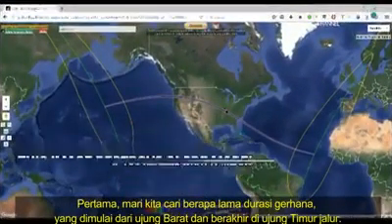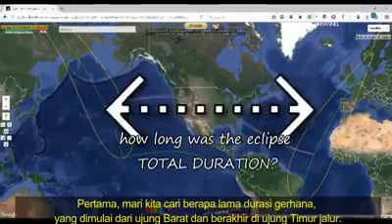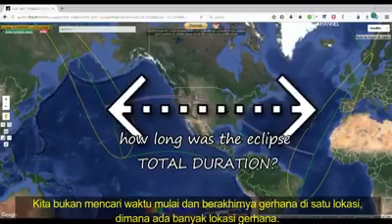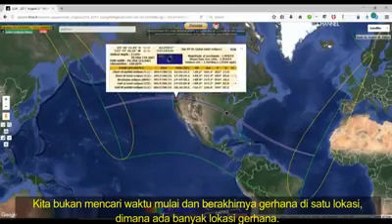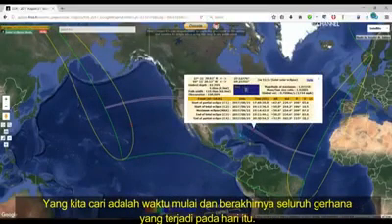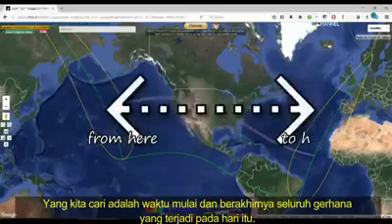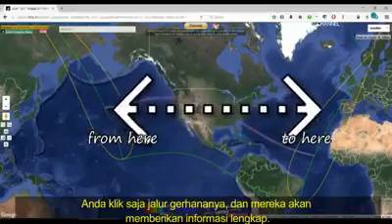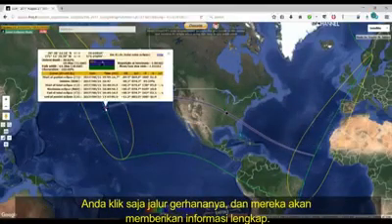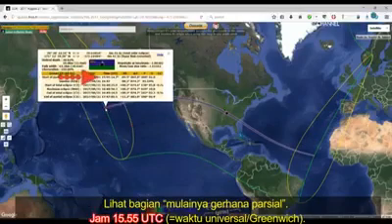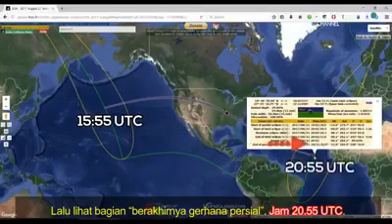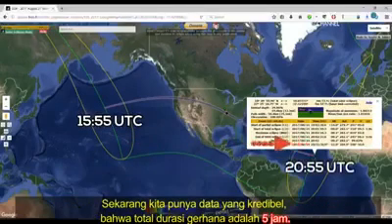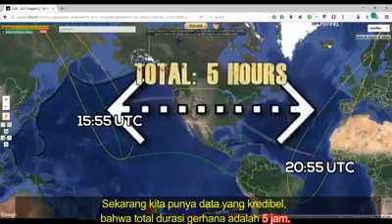First, let's find out the eclipse duration that began at the far west and ended at the far east. We're not looking for eclipse beginning and ending in one location, as there are so many locations. What we're looking at is the beginning and ending of the whole eclipse that happened on that day. You just click the path and they give you complete information. See, the start of partial eclipse is 1555 UTC, then the end of partial eclipse 2055 UTC. Now we have credible data that total eclipse duration is 5 hours.